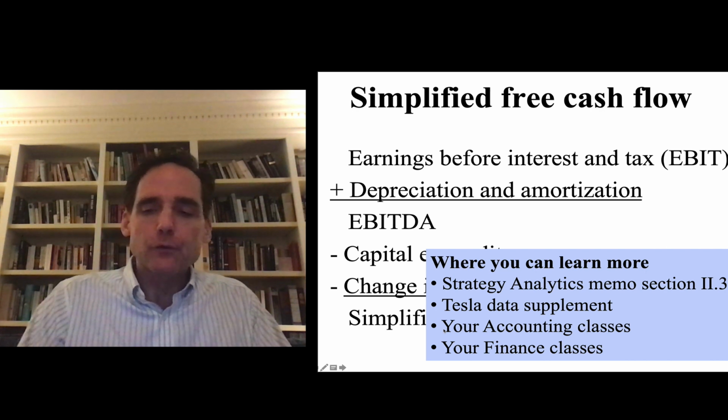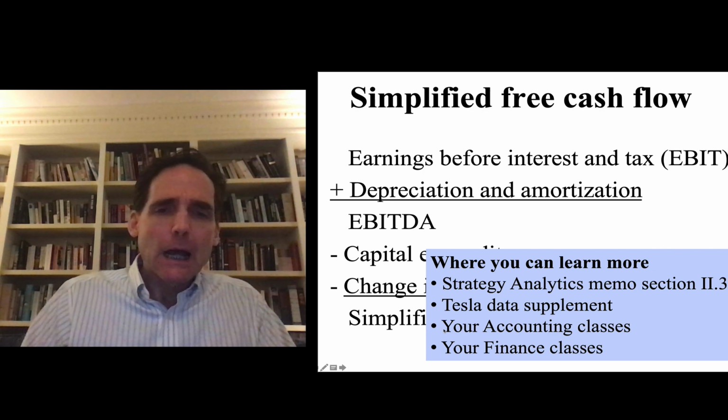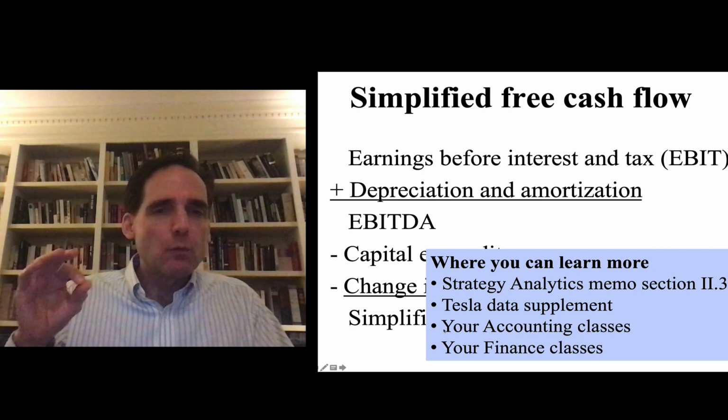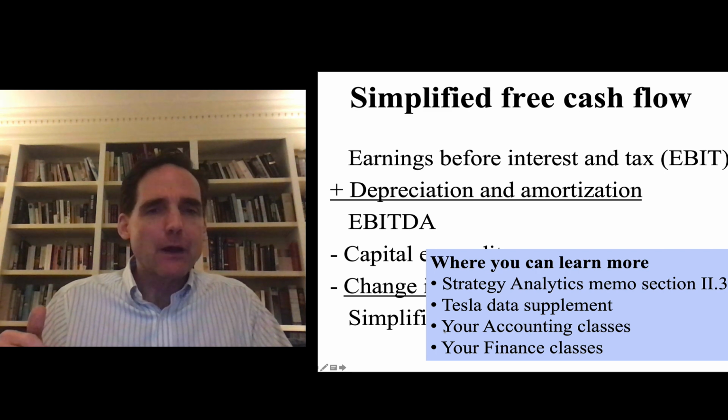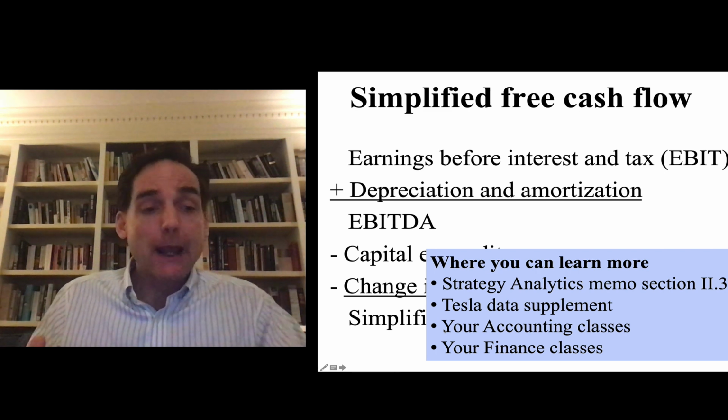Understanding free cash flows. So again, core principle when we're trying to answer the question, is this company creating and capturing economic value? Core principle is cash rules.